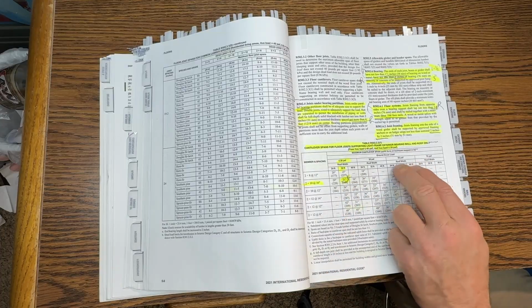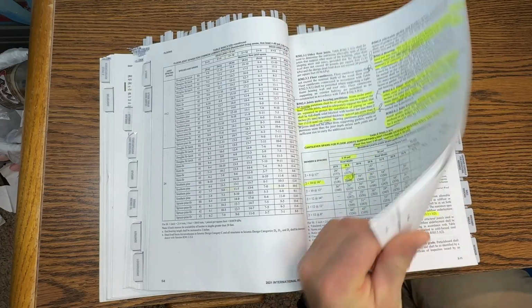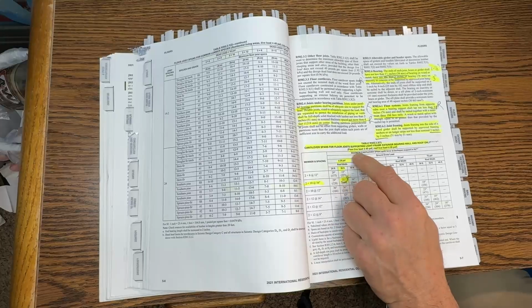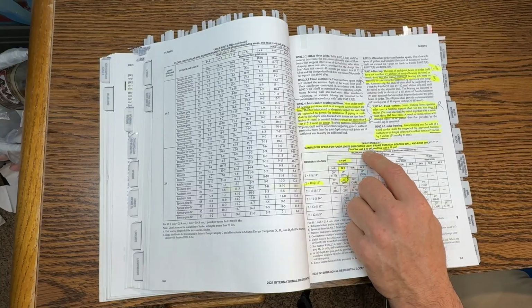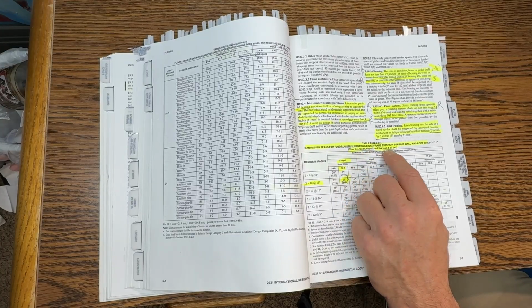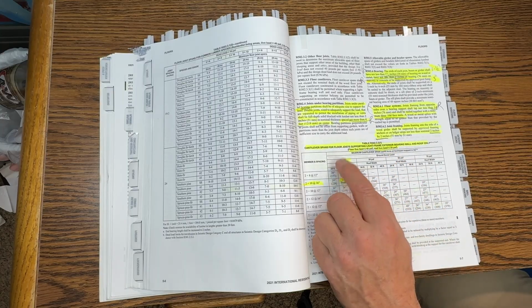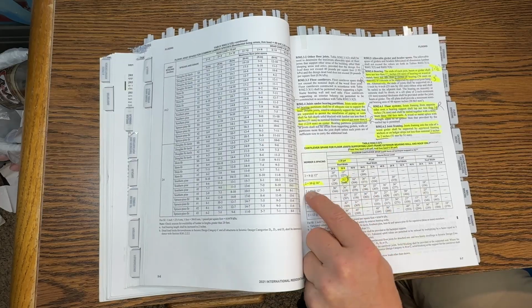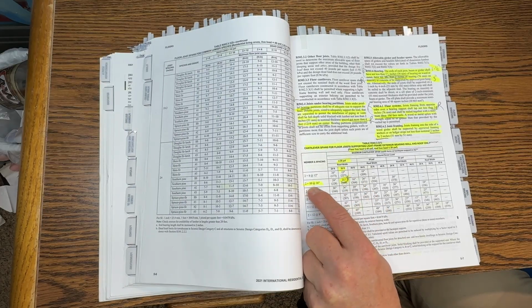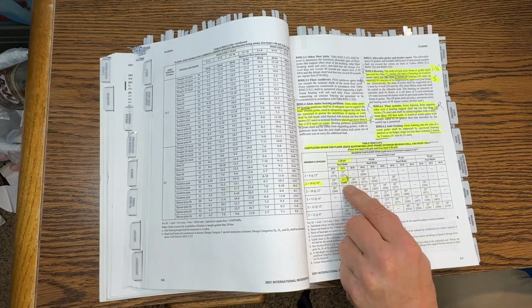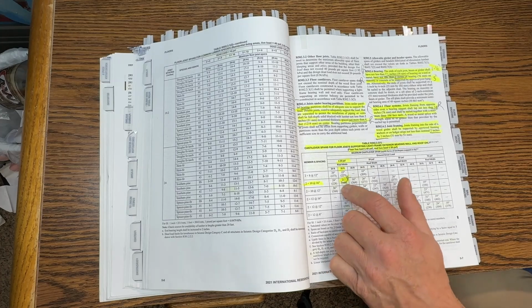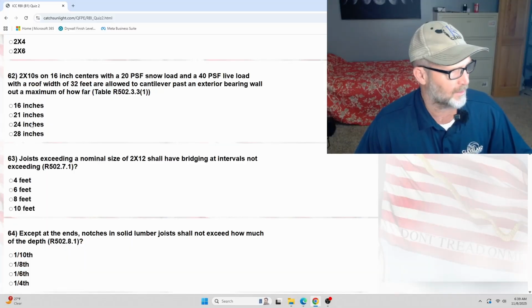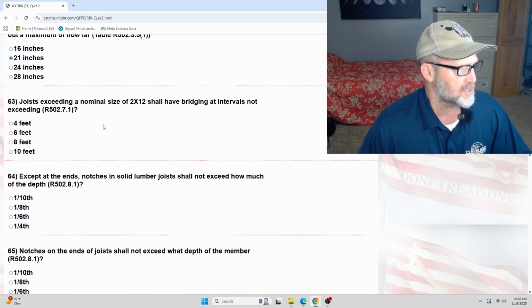So this is what table R502.3.3, parenthesis 1 says on this subject. If you go through like we have in the past, look for the right table. So in this case, I mentioned floor live load. You have 40 PSF, you have roof live load, 20 PSF, you have a snow load of 20 PSF. The width of your structure is 32 feet wide. You're using 2 by 10s on 16-inch centers. You're allowed to cantilever out past that 21 inches per this table. So the answer on this is 21. Let's go ahead and select that.